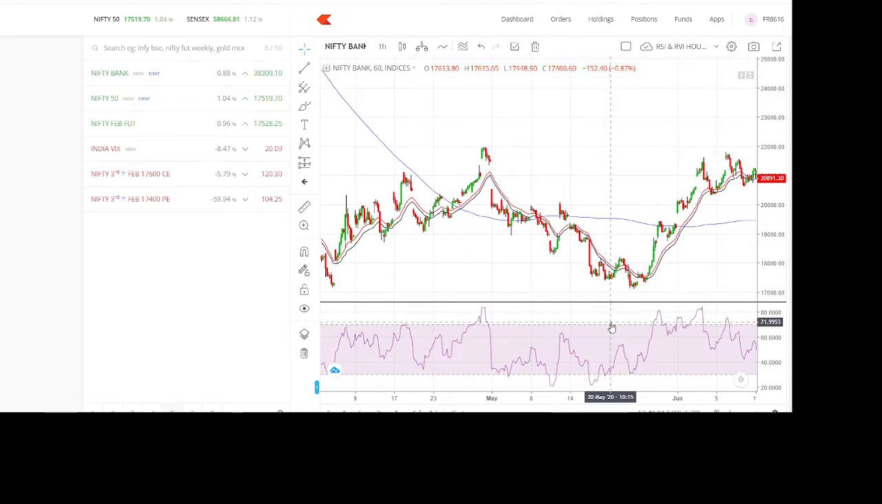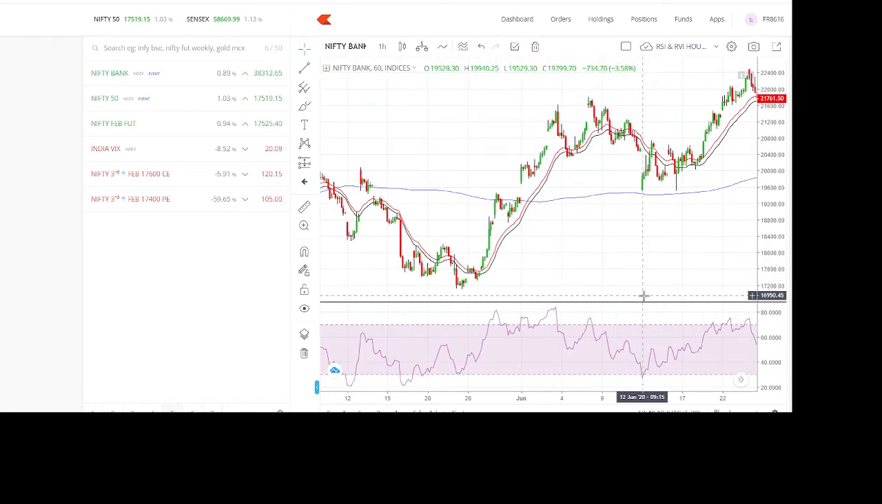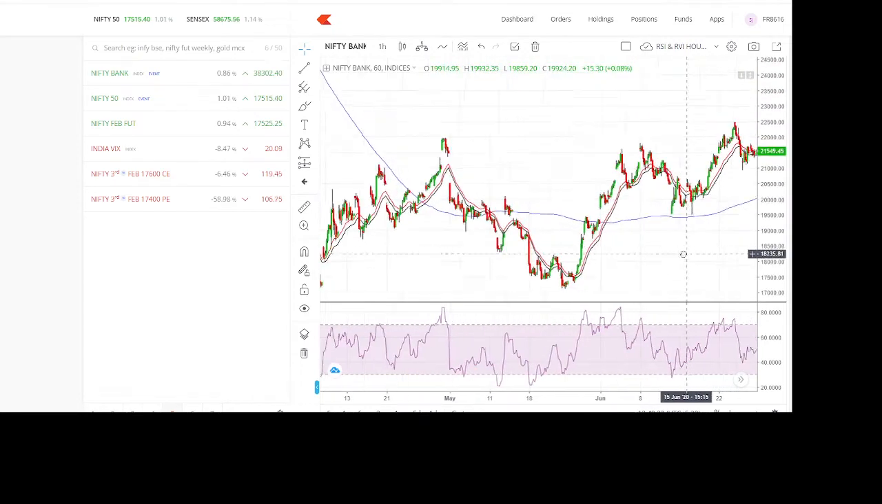Again it came down. Price is lower. RSI is there. Divergence is there. We don't know whether it will work or not. Again it came here. You can see the price from here to here is the higher point. So you should take a trade here. This is the right time to take it.